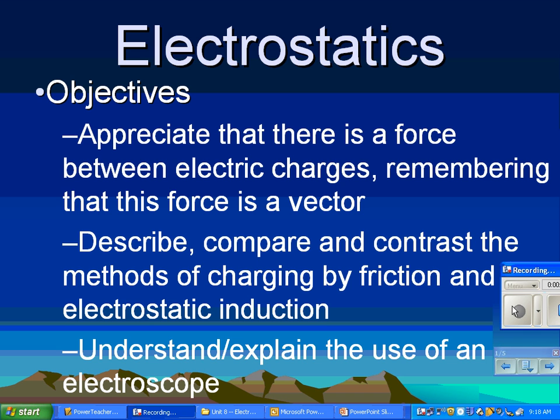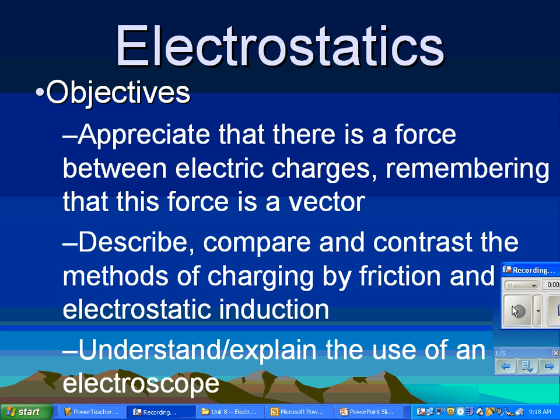How do we know a force was being exerted here? Because something moved. Excellent. Remembering that forces are vectors, you should be able to describe, compare, and contrast the method of charging something by friction and by induction. Sometimes this method by friction is called conduction. We'll talk about that too.